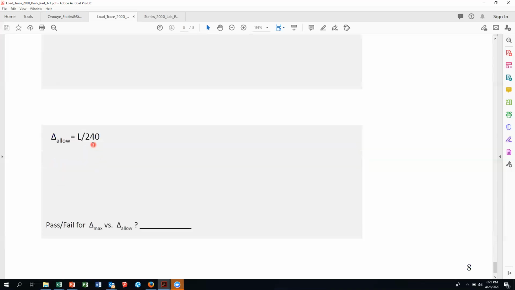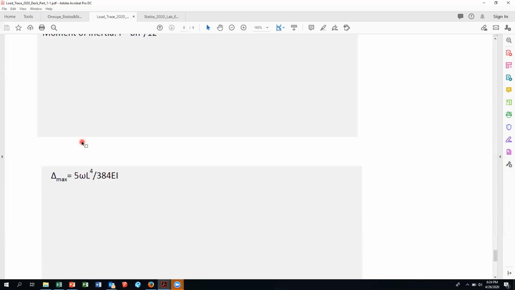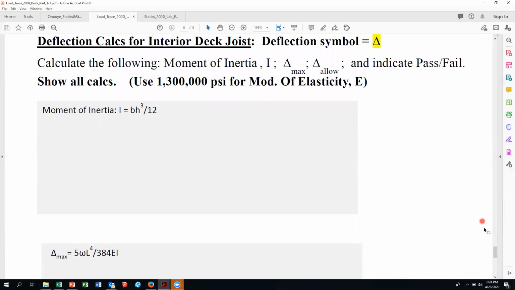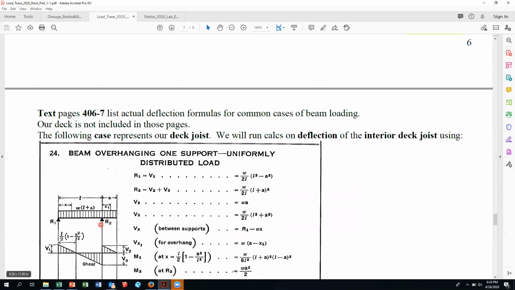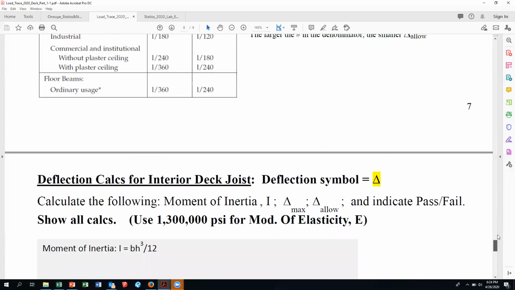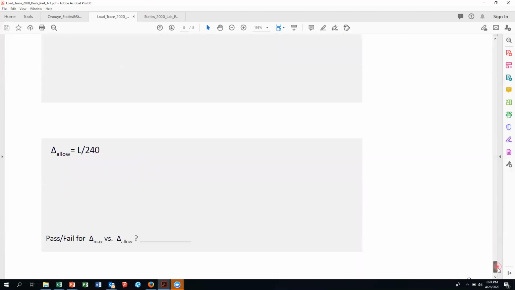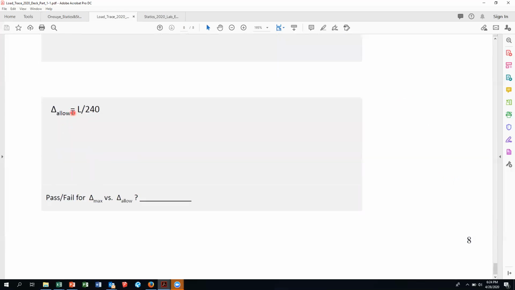And then the allowable, we're going to say that it's going to be L, which is the span between supports. So you got to go back into the deck problem. And what was this span right here? You're going to use that span. So that span divided by 240 is going to be your allowable deflection.